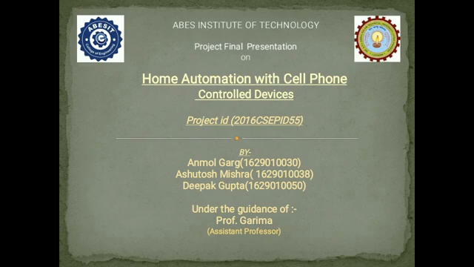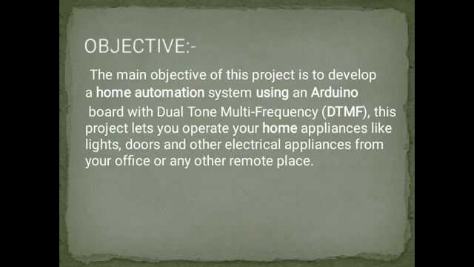Now I would like to discuss the objective of my project. The main objective of this project is to develop a home automation system using an Arduino board with DTMF system, that is dual tone multi-frequency. This project lets you operate your home automation like lights, doors and other electrical appliances from your office or any other remote places.